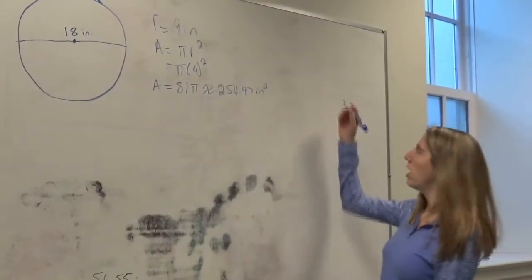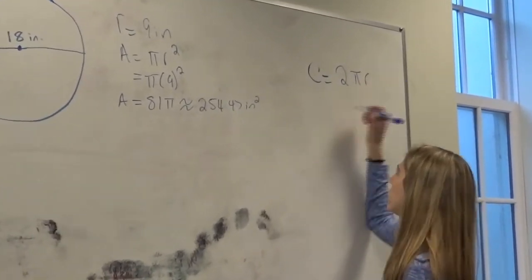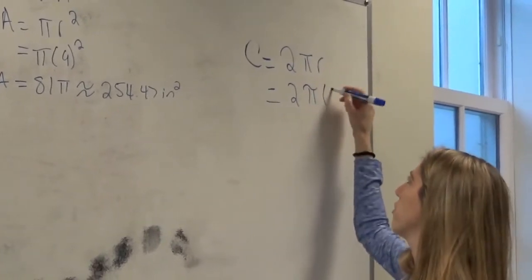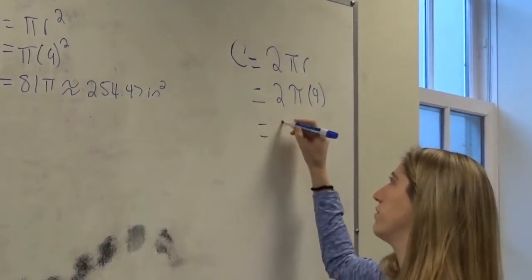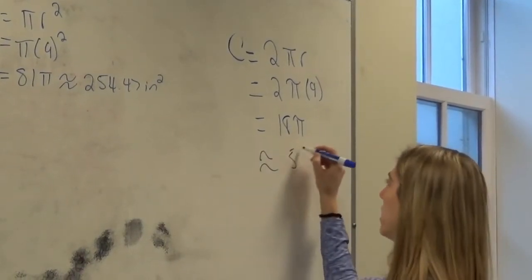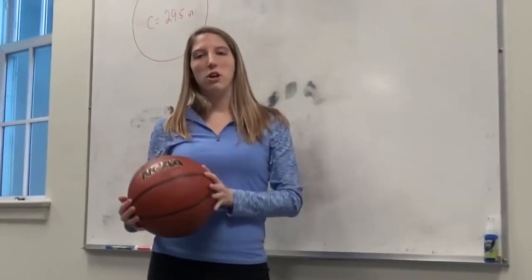Okay, Dad, let's get back to math. Okay, so the circumference is equal to 2 pi r. So all you have to do is plug in 9 inches for the radius. So the circumference is equal to 18 pi, which is approximately 56.55 inches. So now let's talk about the basketball.